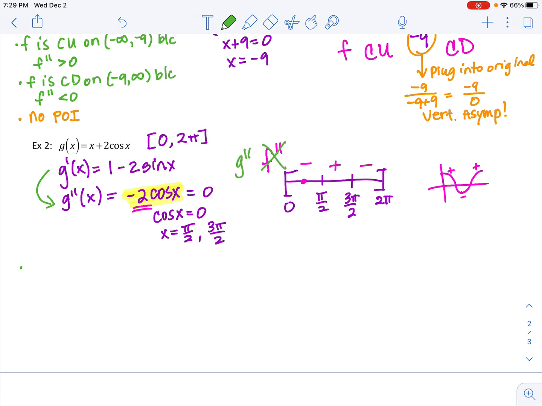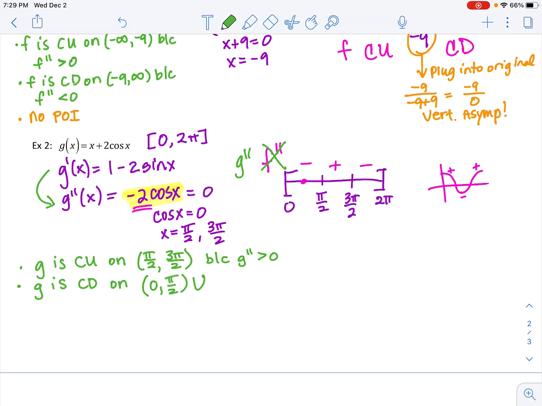Over here, this is g double prime. So we would say g is concave up on pi halves to 3 pi halves because g double prime is positive, and then we would say g is concave down on 0 to pi halves union 3 pi halves to 2 pi because g double prime is negative.